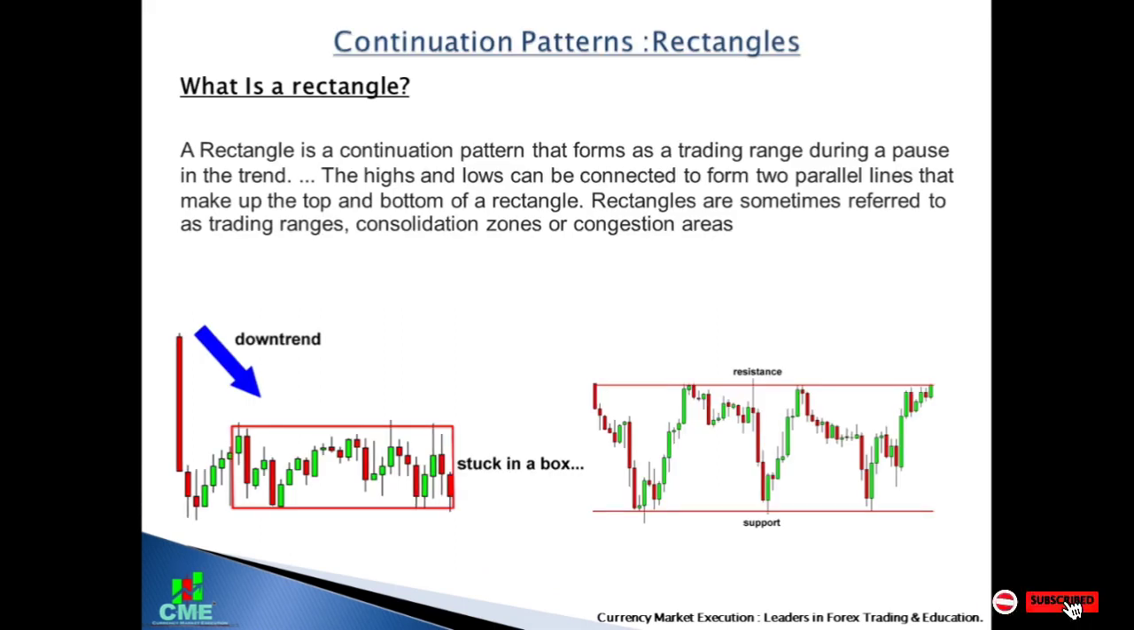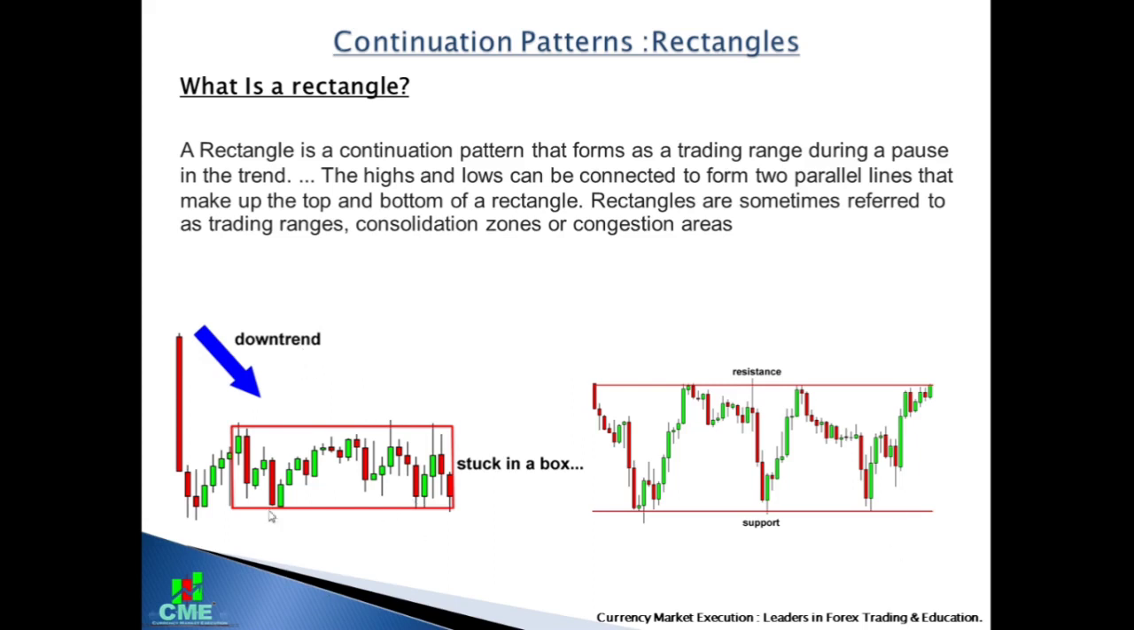So what is a rectangle? A rectangle is a continuation pattern that forms as a trading range during a pause in the trend. The highs and the lows can be connected to form two parallel lines that make up the top and bottom of a rectangle. Rectangles are sometimes referred to as trading ranges, consolidation zones, or congestion areas. As we all know, the market moves in three different ways: the uptrend, the downtrend, or consolidation, the ranging movement. This is where you are going to find your rectangles.